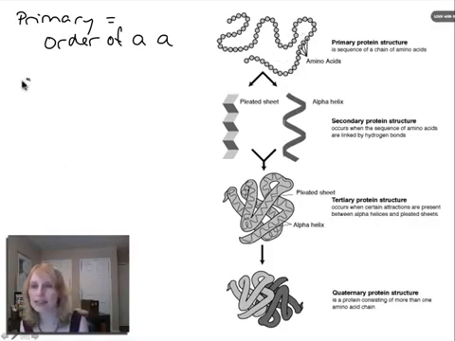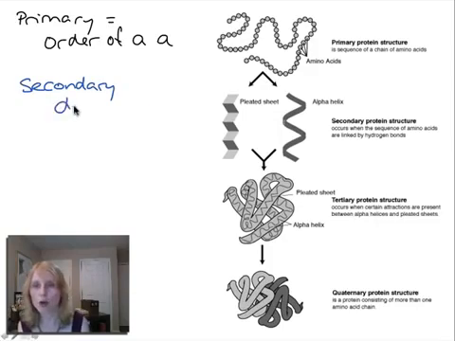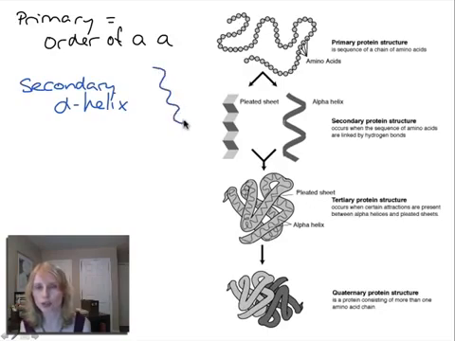Then we have the secondary protein structure. The secondary protein structure is the particular shape that just a segment of the polypeptide chain takes on. So it's not the 3-dimensional shape of the entire polypeptide, just a segment of it. And there are 2 types. One is the alpha helix. The alpha helix is when a segment of the chain starts forming this helical structure.